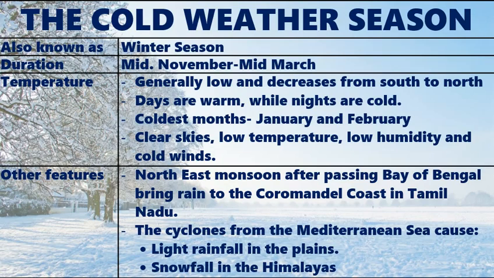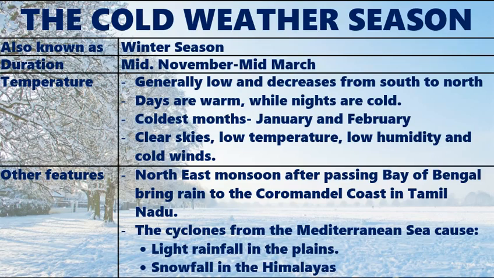A major part of India remains dry during the winter season, and the northeast monsoons, after passing over the Bay of Bengal, bring rain in the Coromandel coast in Tamil Nadu. The cold weather season is generally pleasant with clear skies, low temperature, low humidity, and cold winds. The cyclones coming from the Mediterranean Sea cause light rainfall in the plains and snowfall in the Himalayas. This is followed by very cold weather conditions and widespread fog.